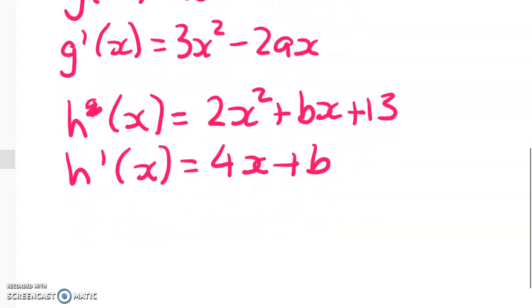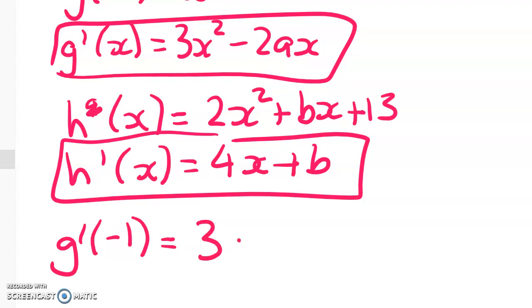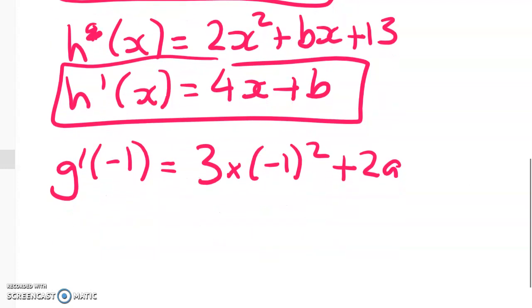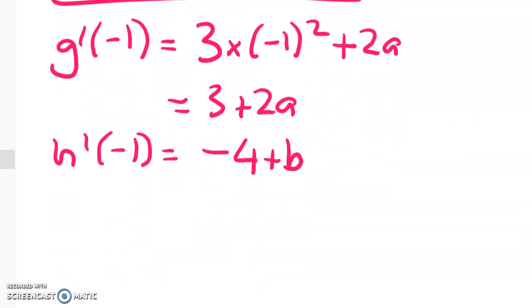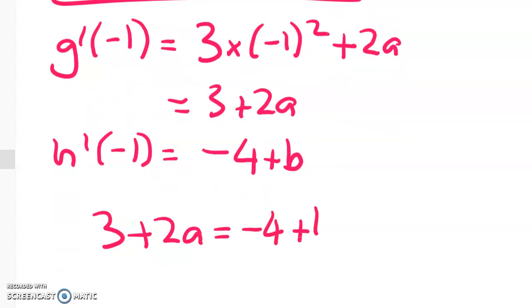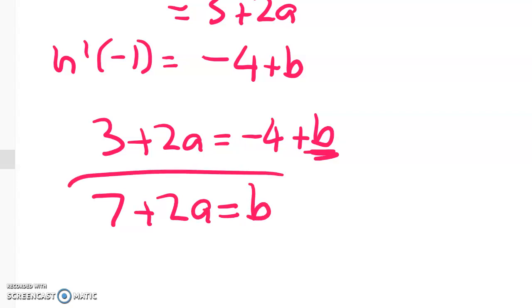And we know that at -1, these two things are equal. So g dash of -1 is equal to 3 times -1 squared plus 2a. So that's 3 plus 2a. Similarly, we can find h dash at -1, and that's going to be equal to -4 plus b. So equating those two things, we get 3 plus 2a equals -4 plus b. I'm going to make b the subject here because I suspect that's going to be a clean way to proceed. So we get 7 plus 2a is equal to b.